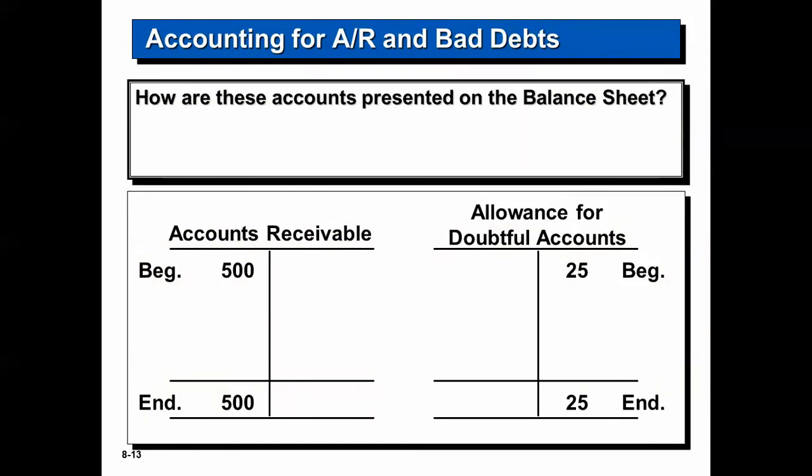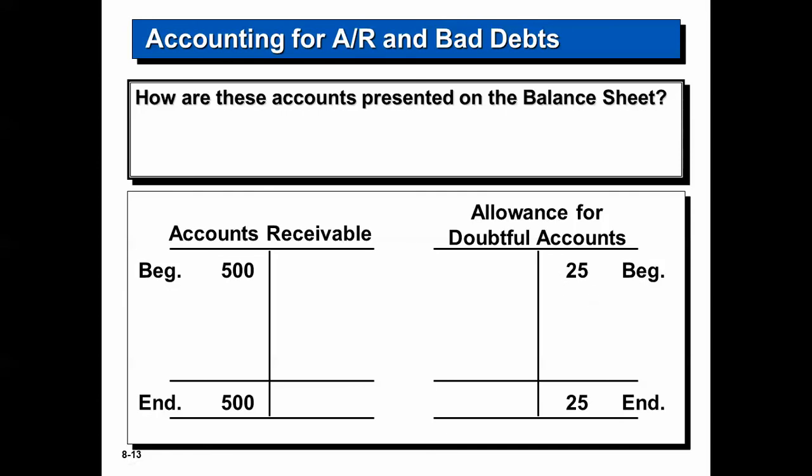All right, so now we have a new account. It's called the allowance for doubtful accounts. Doubtful accounts are accounts that we think we're not going to collect. And what we have here is accounts receivable of 500. We now say, okay, of that 500, we're probably not going to collect 25. So we set up a contra asset account. The asset is accounts receivable. It has a debit balance of 500. The contra asset account is the allowance for doubtful accounts, and it has a credit balance of 25.